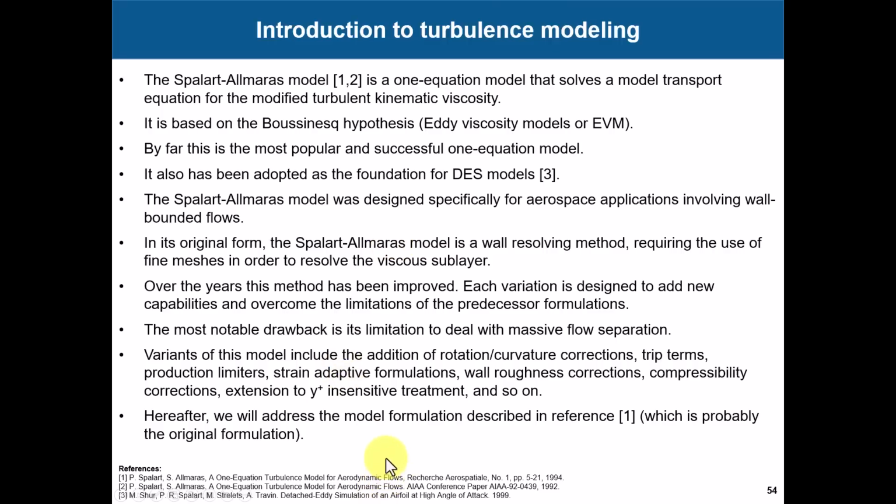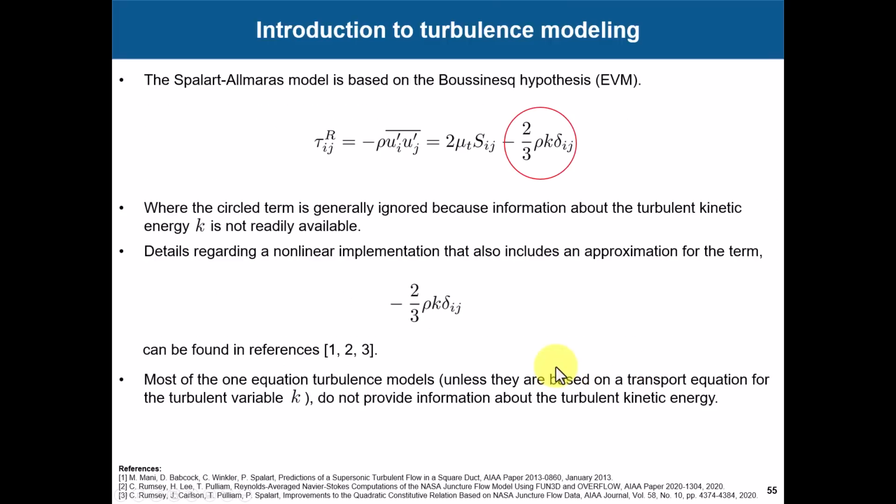Here you have the references. There are many variations, as I mentioned, of this model. So you have corrections for rotation, curvature, trip terms, production limiters, and so on. Okay, so as I mentioned, this model has been modified a lot. So pretty much, we have the Boussinesq hypothesis. In the Boussinesq hypothesis, we add this extra term. There is some logic behind it. So in the repository of the slides, you will find one set of slides that will explain how and why we get this term.